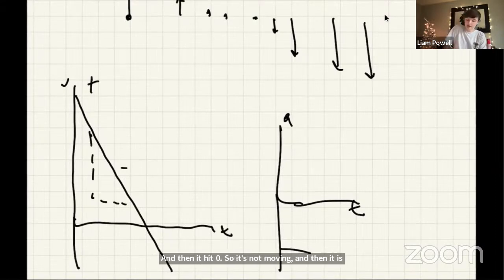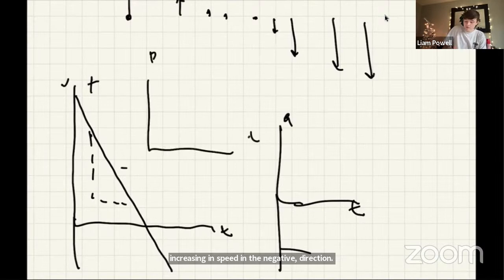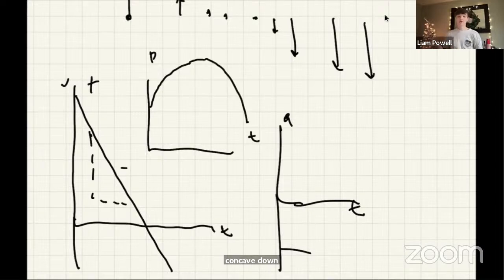So its position versus time graph would look something like increasing but concave down. It stops, hits 0, and then it's going in the other direction. So it looks like an upside down parabola.